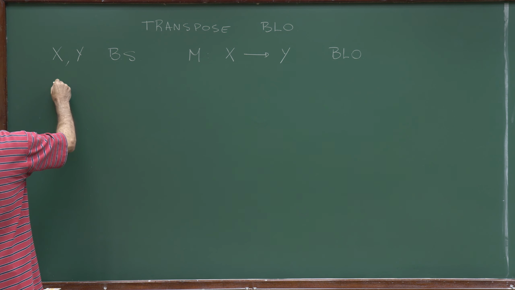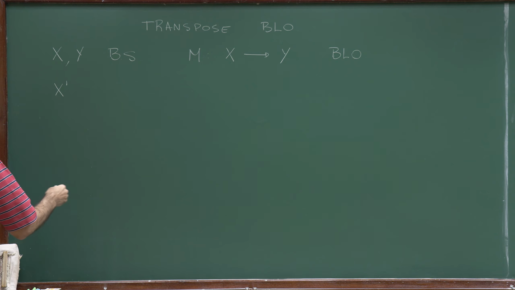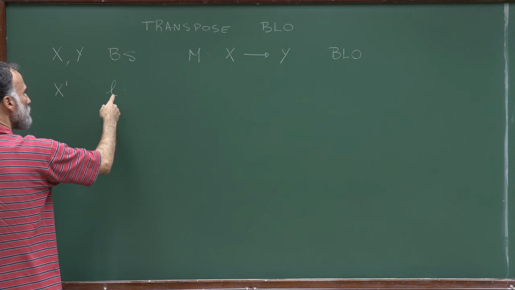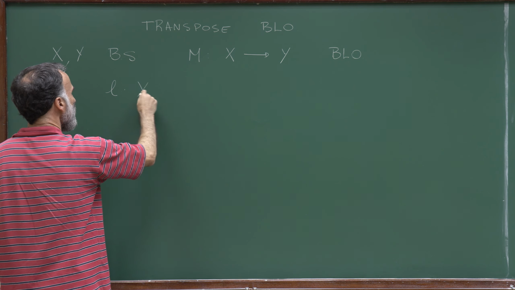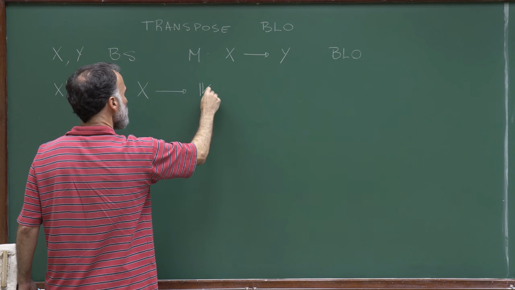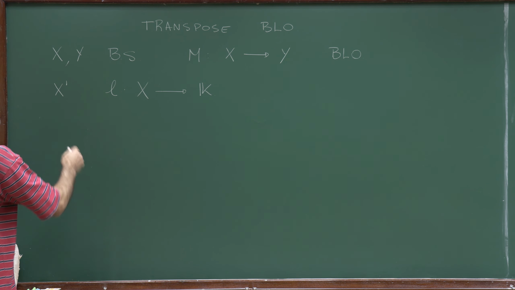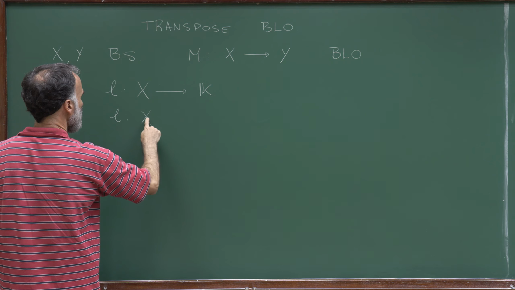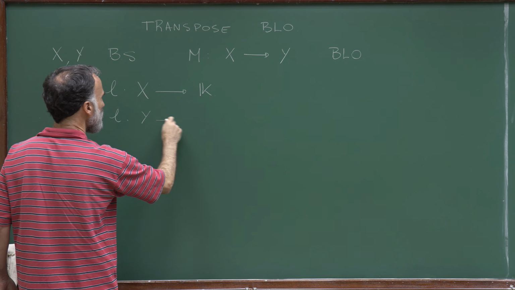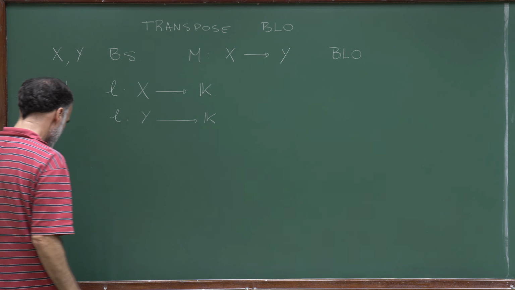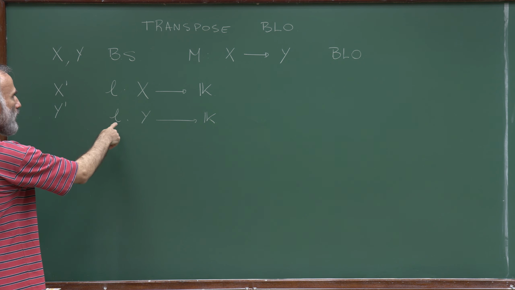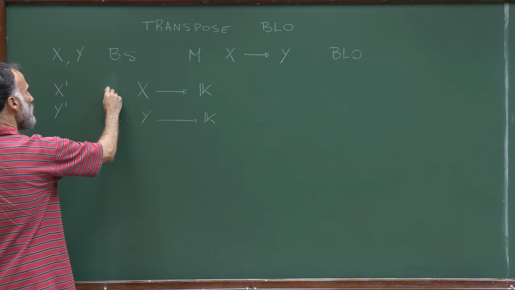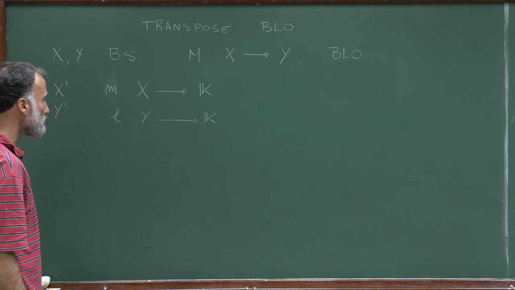And I recall to you that we represent by X prime the dual of X. So this is the space of all bounded linear functionals from X to the field K. In the same way, Y prime will be the bounded linear functionals from Y to K. And just to distinguish them, I will represent by L the bounded linear functionals defined on Y, and by M the bounded linear functionals defined on X.